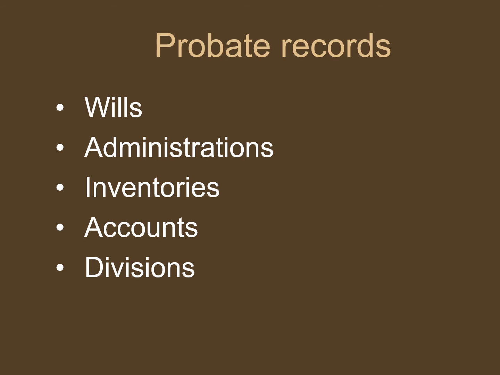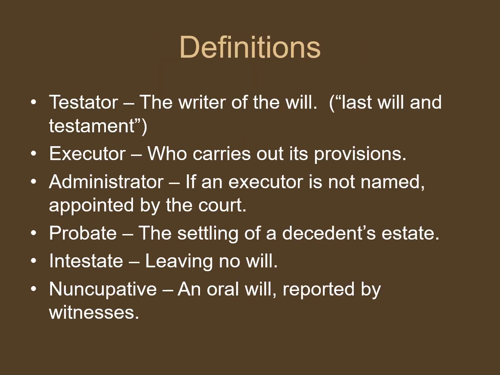Next, we turn to probate or estate records. They include wills, administrations, inventories, accounts, and divisions. Here are terms you need to know. The testator is the person who writes a last will and testament. The executor is the person who carries out the will's provisions. A female is called an executrix.